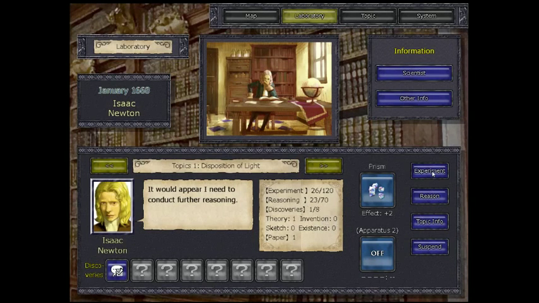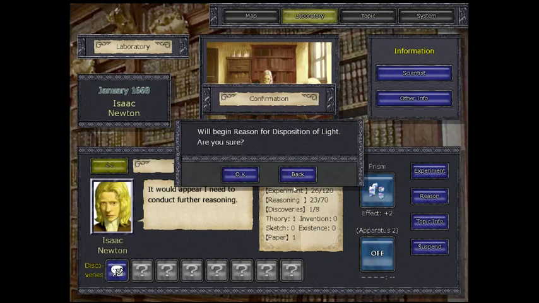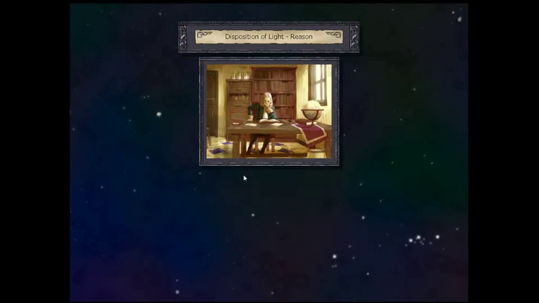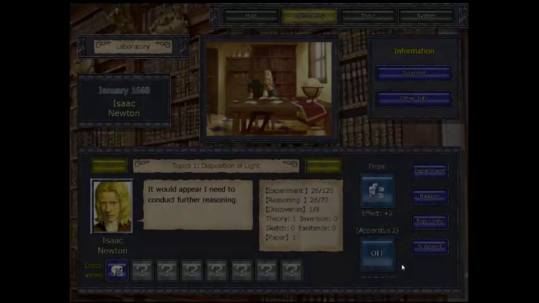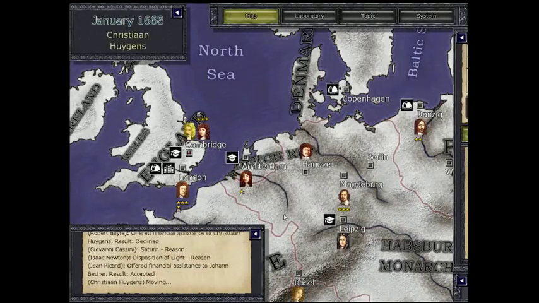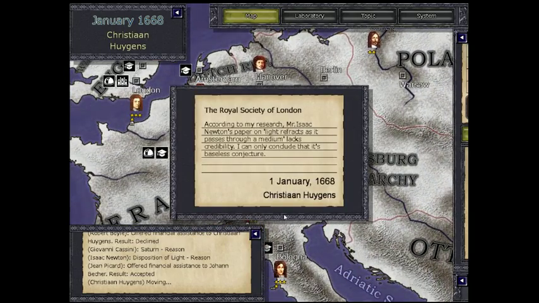Let's go ahead and conduct. This says I need to conduct further reasoning. I am low in reasoning. Let's go ahead and conduct further reasoning on disposition of light. The other thing about the mathematical ones, there's less discoveries to be had, which means I could get them completed quicker. And I also wonder if I improve my skill and my knowledge, then my reasoning, my experiment might move further.